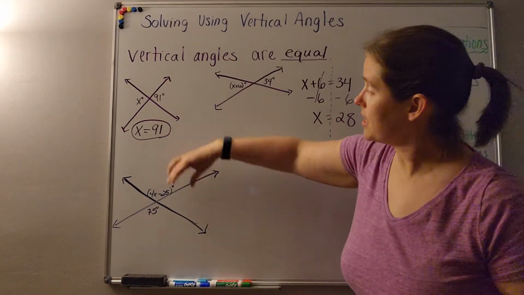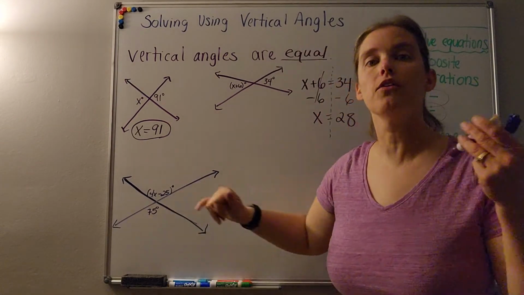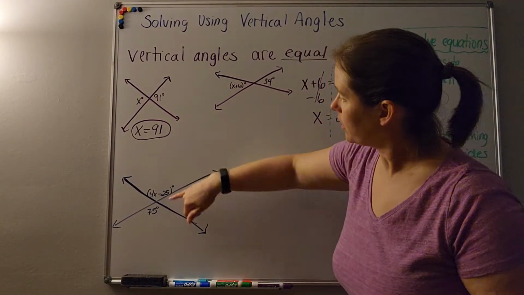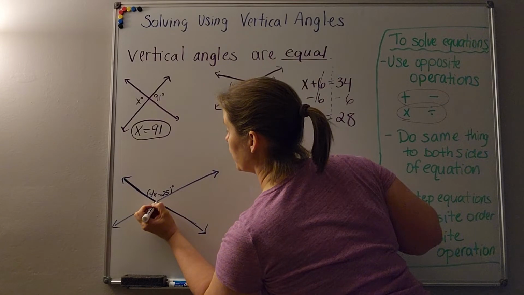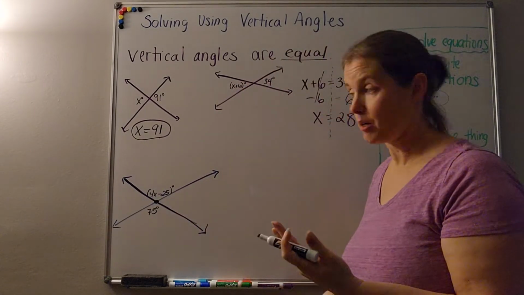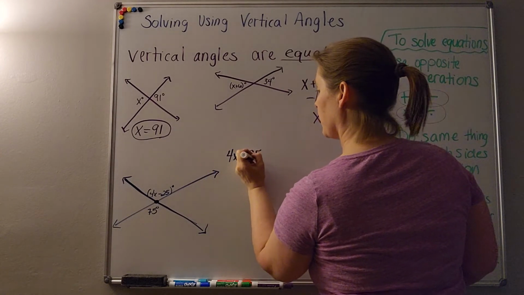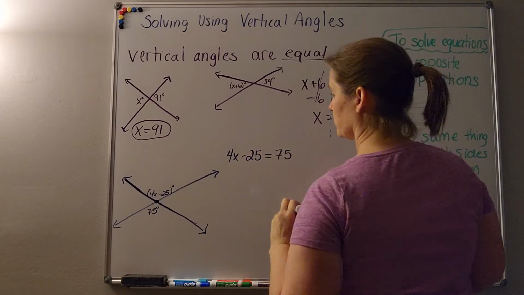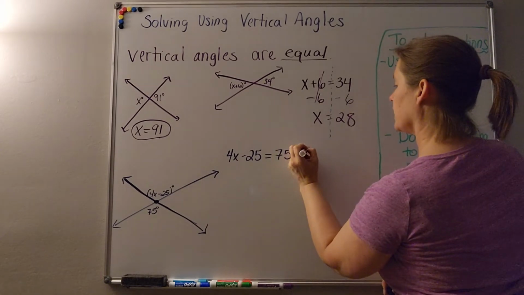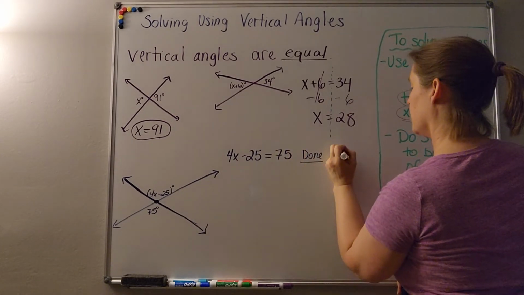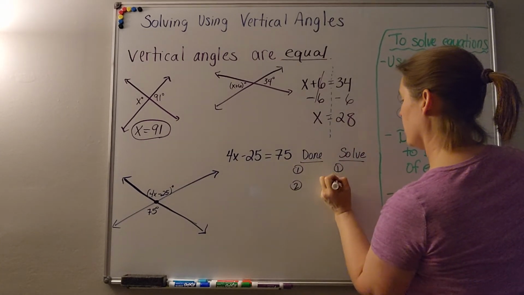All right, now we're going to come down here and we have another pair of vertical angles. This time the top angle is 4x minus 25, the bottom angle is 75 degrees. They're vertical angles. There is an angle here, then another one that we don't know anything about, and then the one down here. So they're across from each other. They share a vertex, so they are equal to each other. So we're going to create that equation: 4x minus 25 equals 75. This is going to be a two-step equation. There's two things being done to x. So we're just going to write that on the side if we need it: done and solve. This becomes our little checklist as we go to finish off the problem.